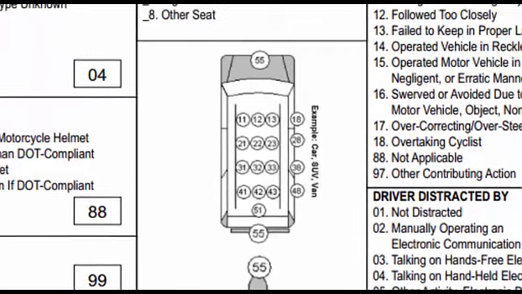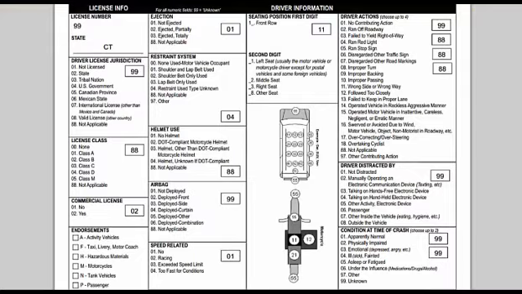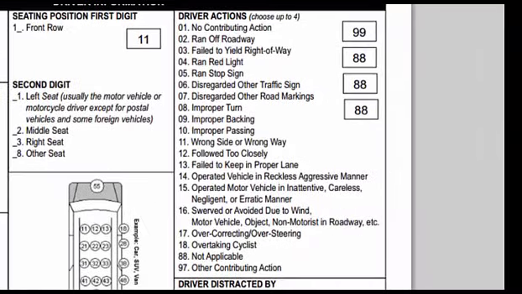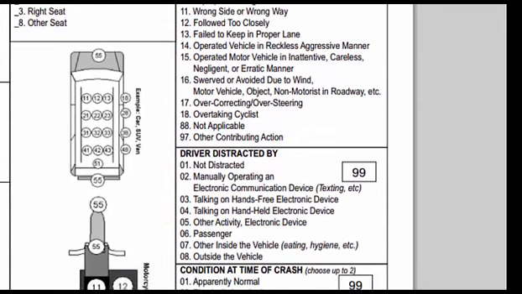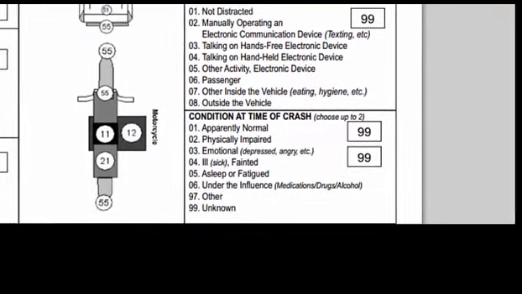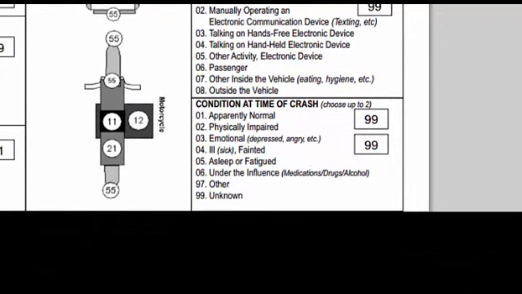If you have a mail truck or a foreign vehicle with a right-hand drive, the driver would be in seat 13. The last column in the driver information section allows an officer to identify the driver's actions at the time of or just before the crash. The officer can also identify if the driver was distracted, either by something inside the vehicle or a distraction outside of the vehicle. Lastly, the officer can identify the condition of the driver at the time of the crash.